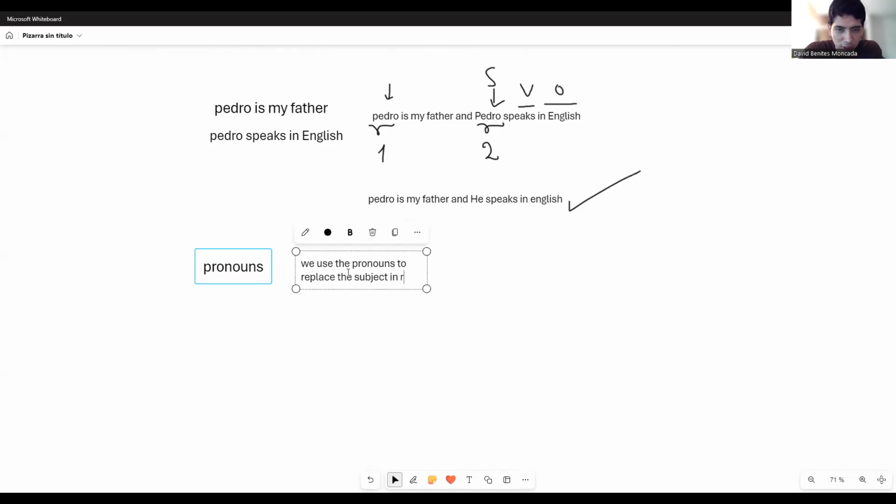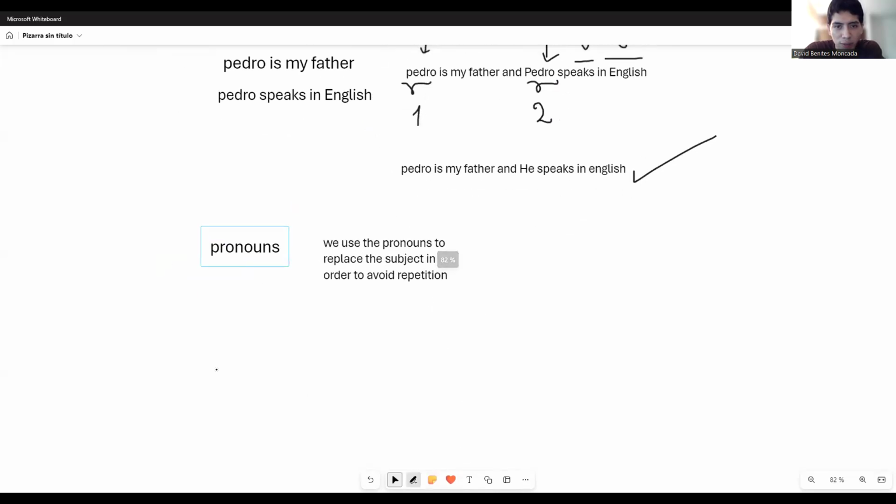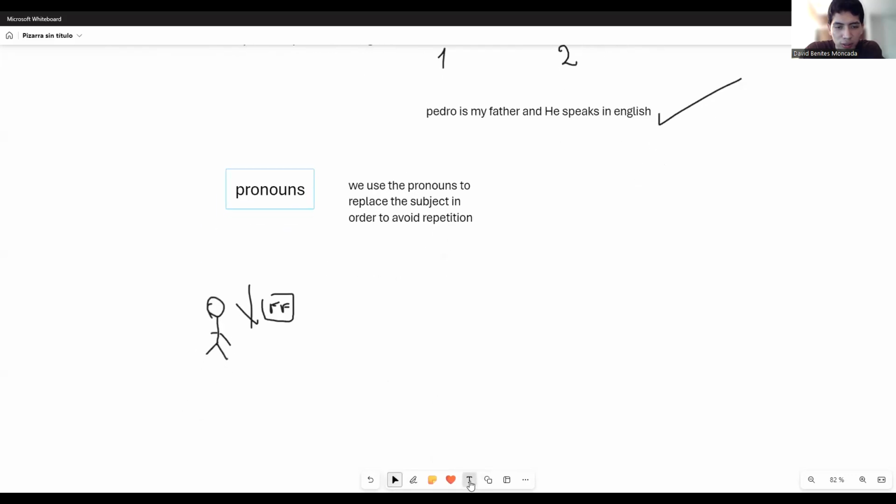In order to avoid repetition. Avoid, teacher. Avoid. For example, look at this. This is me. This is a fast food. I avoid. I don't want to eat. So we use the pronouns to replace the subject in order to avoid repetition.